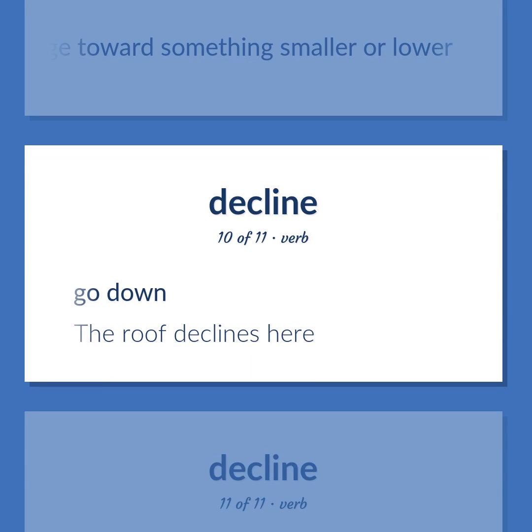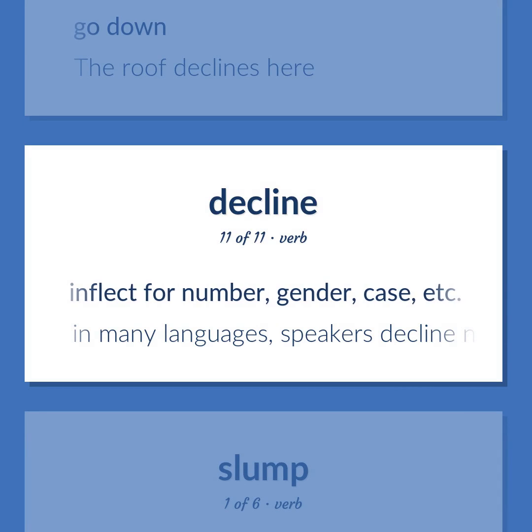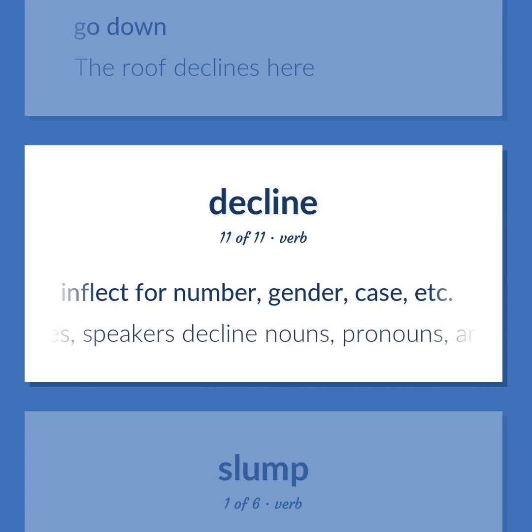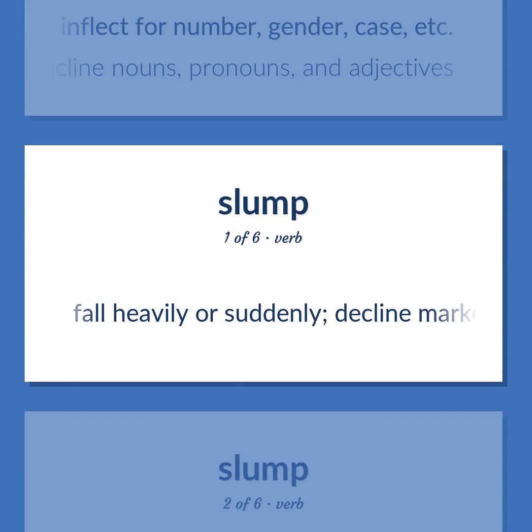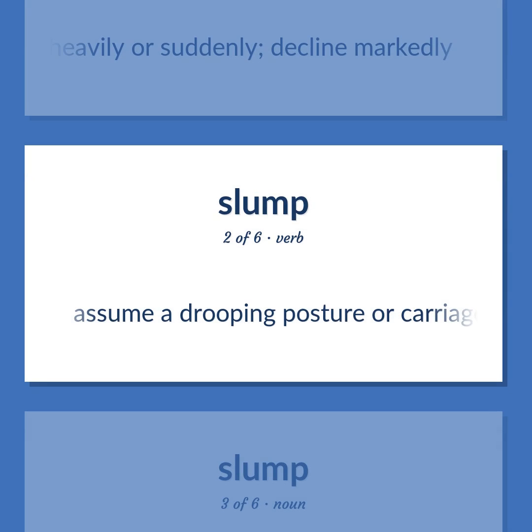Go down. The roof declines here. Inflect for number, gender, case, etc. In many languages, speakers decline nouns, pronouns, and adjectives. Fall heavily or suddenly. Decline markedly. Assume a drooping posture or carriage.